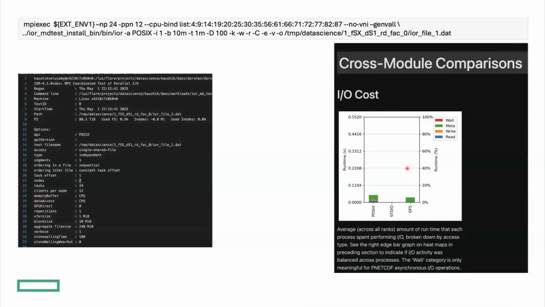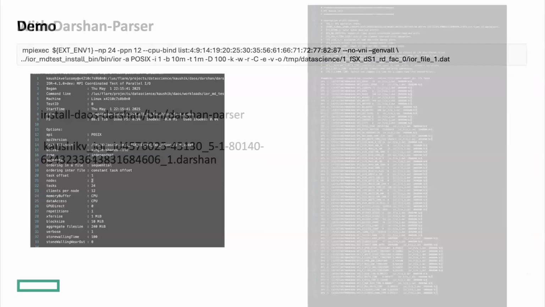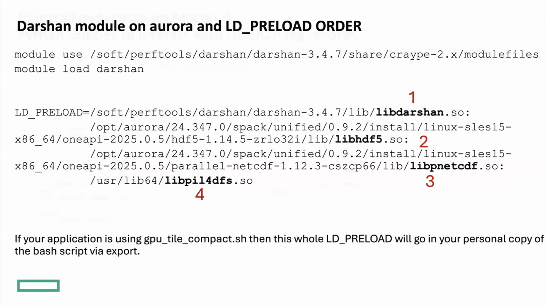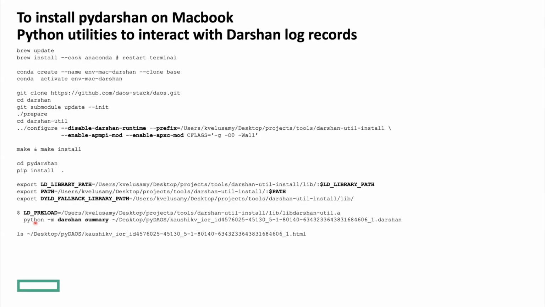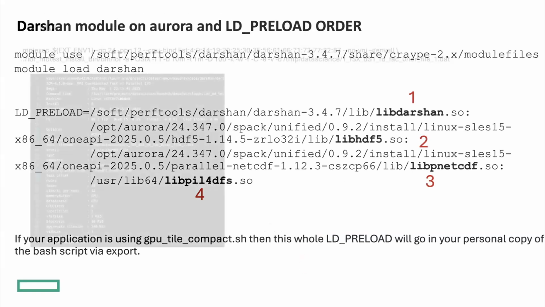So the next one is with PyDarshan. As I mentioned before, let me go back to this one. Yeah, here. You don't need to LD preload the Darshan util. It's already in the LD library path. You can just run python -m darshan summary and point to the .darshan file, and you will get an HTML file which reports all the plots.